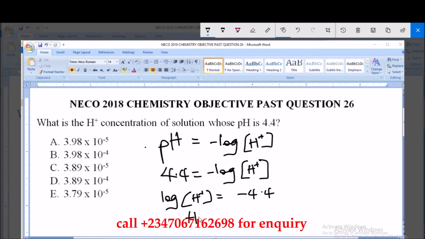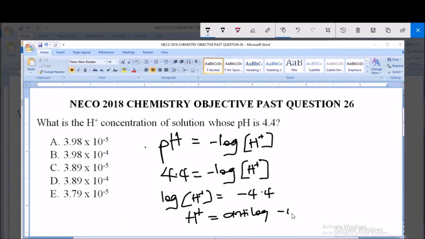Now to get the hydrogen ion concentration, we say it is equal to the anti-log of minus 4.4, and this is equal to 3.98 times 10 raised to the power of minus 5, and this is option A. So option A is the hydrogen ion concentration of the solution with pH 4.4.